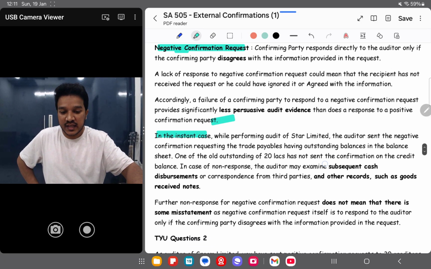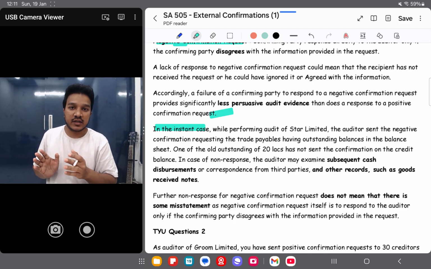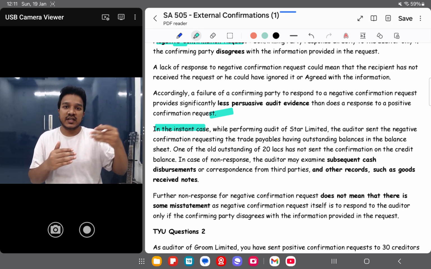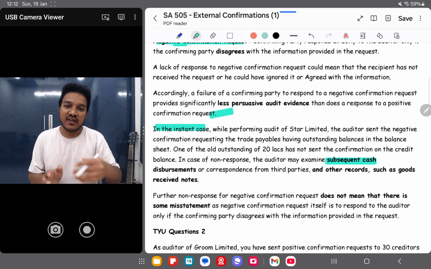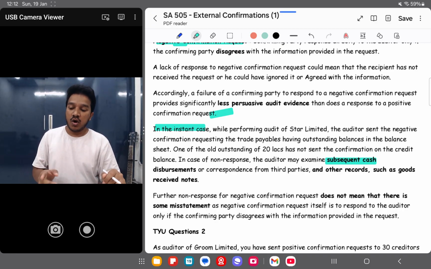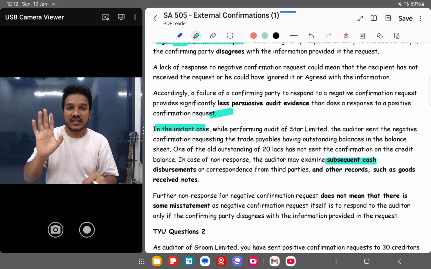You will write that and tell that in case there is a non-response, say a creditor did not give any response, then the auditor has to perform other audit procedures. He has to see if there is any subsequent cash disbursement after 31st March. You have to check the bank statements to see if the company has made any payment to the creditor, or if it has purchased any further goods. For that it can check other records like invoices. If the goods are received, then it can see the goods received note. Like this, the auditor will perform other procedures and get confirmation that the other party actually exists.